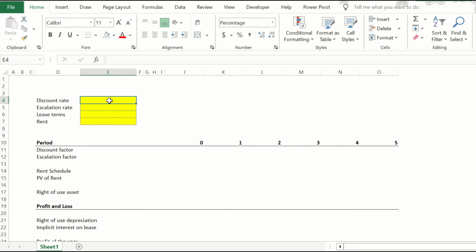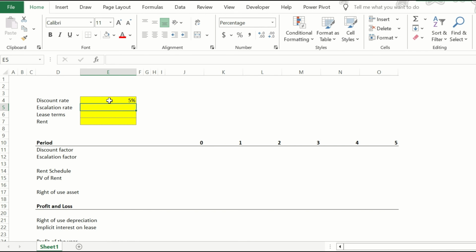Okay, so we are going to start with the discount rate. So this is basically the implicit cost of the lease, and it's generally considered the company's incremental borrowing rate. So let's just say it's 5%. So for our example, we will take the discount rate as 5%.